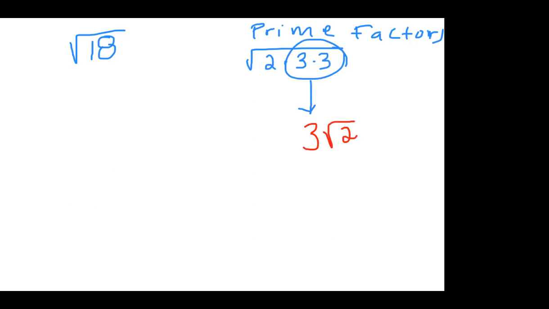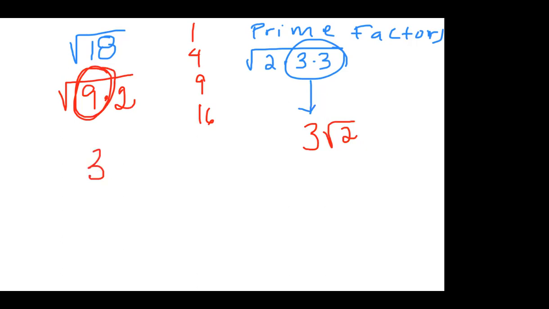Now, additionally, since we already know the perfect squares, we could use the perfect squares to simplify 18. So the perfect squares are 1, 4, 9, 16, and so forth. You ask the question, which one of these perfect squares is the largest one that can go into 18 evenly? The largest one that can go into 18 is 9. So we can rewrite 18 as 9 times 2. Since 9 is a perfect square, you can take its square root. That gives you 3. And you cannot take the square root of 2 and get an exact value, so it remains under the root. So guys, you got two options when it comes to simplifying radicals.